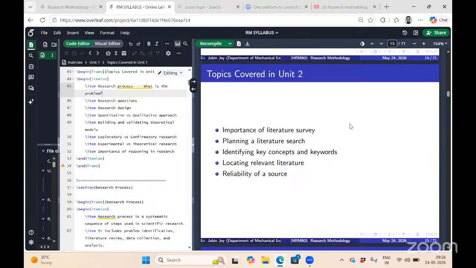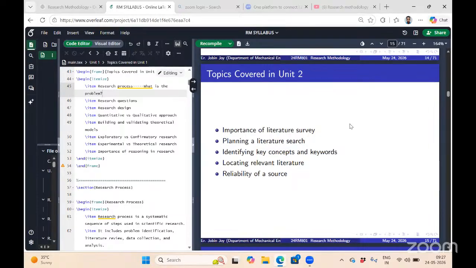Then key concepts and keywords. Keywords are really important terms associated with a particular research topic. For example, artificial intelligence, digital twin, smart manufacturing, robotics, Industry 4.0. So these are examples of keywords. Then locating relevant literature. So relevant literature that includes journals, books, reports, and useful for research purpose. For example, IEEE Xplore journals, ScienceDirect journals, Springer publications, Google Scholar papers, university theses, etc.